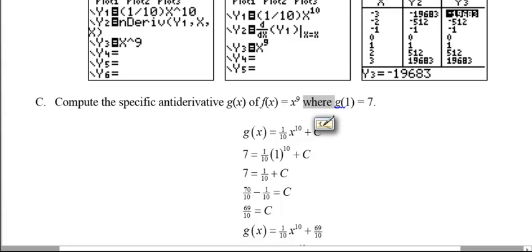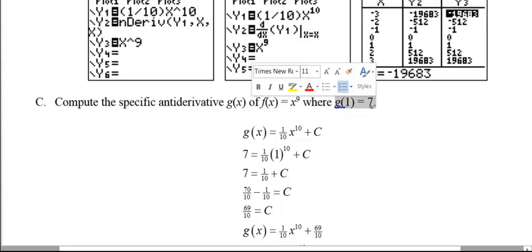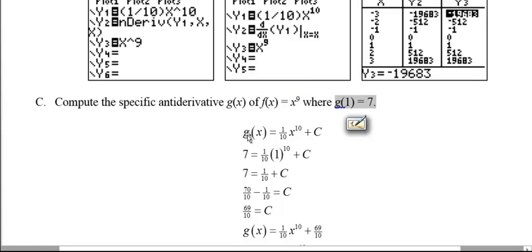But if we have this point right here, g of 1 equals 7, that tells us an x and a y coordinate on the function g, and so we can plug that in. We plug in the 1 for the x and the 7 for g of x, or for y, and solve this for c. Now we have an equation that only has c.